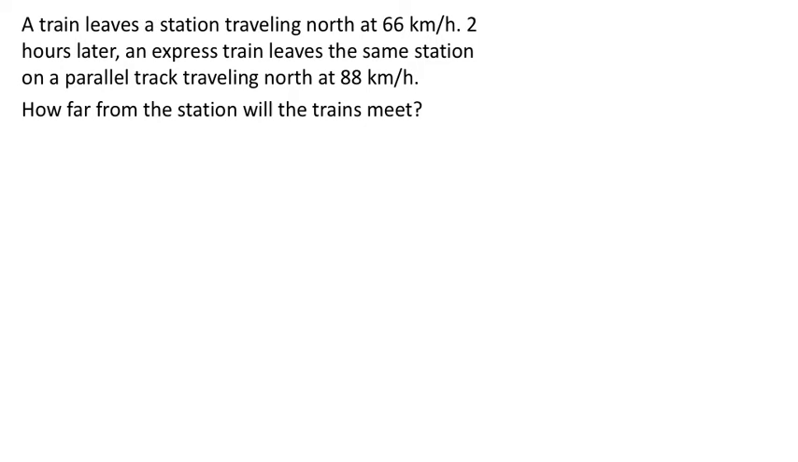What we can do is we've got 2 trains leaving, and you can draw a picture if you want to. Let's read it first. A train leaves the station traveling north at 66 kilometers per hour. 2 hours later, an express train leaves the same station on a parallel track traveling north, so that's the same direction, at 88 kilometers per hour. How far from the station will the trains meet?